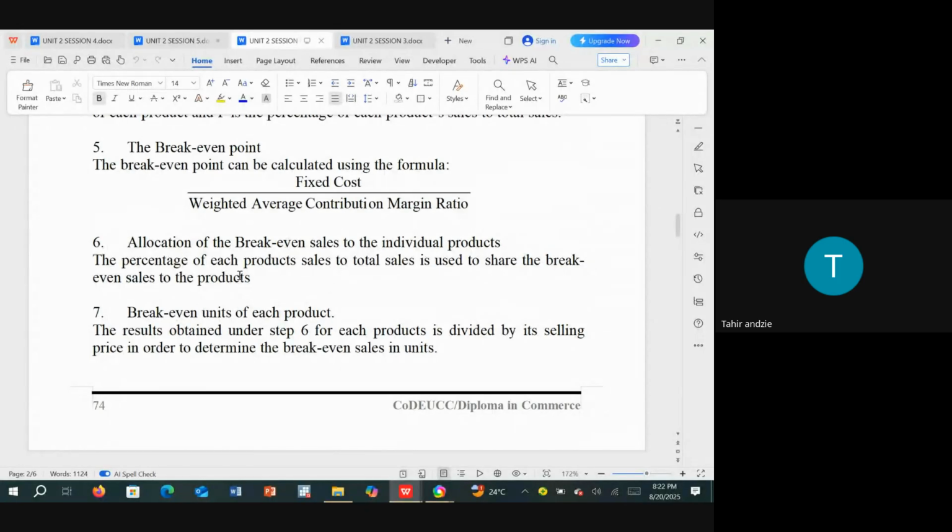Once you have gotten step 6, where you have the sales revenue for each of the products, if you have the selling price, you can divide the sales for each product at the break-even point by the selling price for each of the products to get the break-even units, or break-even point in units, for each product. So the result obtained in step 6, which is the sales revenue at break-even point for each of the products, is divided by its selling price in order to determine the break-even point in sales units.